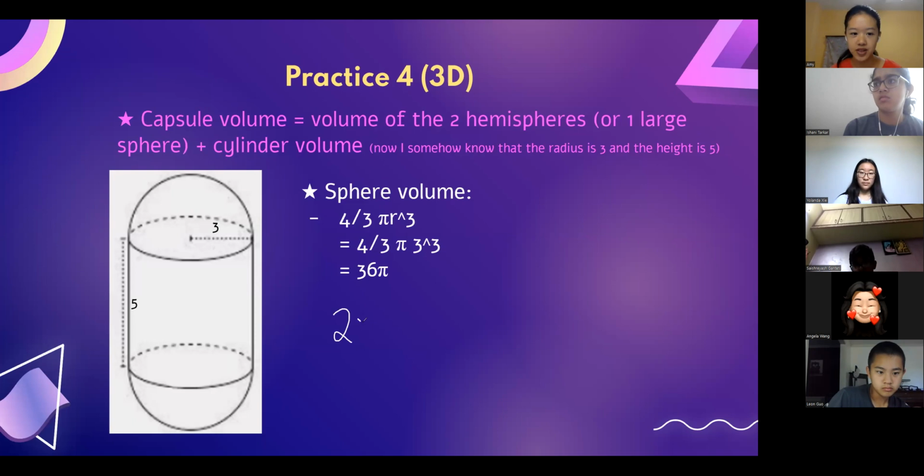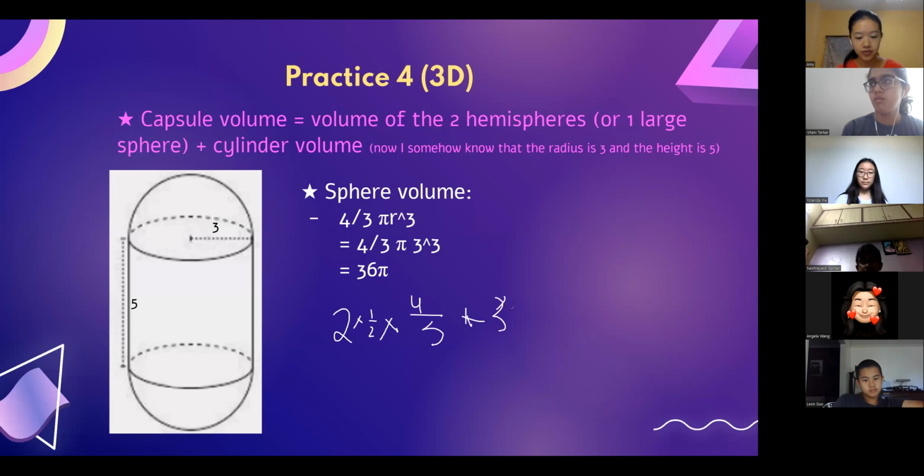So the volume of the sphere, which is being shown on the screen, is 4/3 pi r cubed. Since I know the radius of the sphere is 3, it'd be 4/3 times pi times 27. So that would be 36 pi.